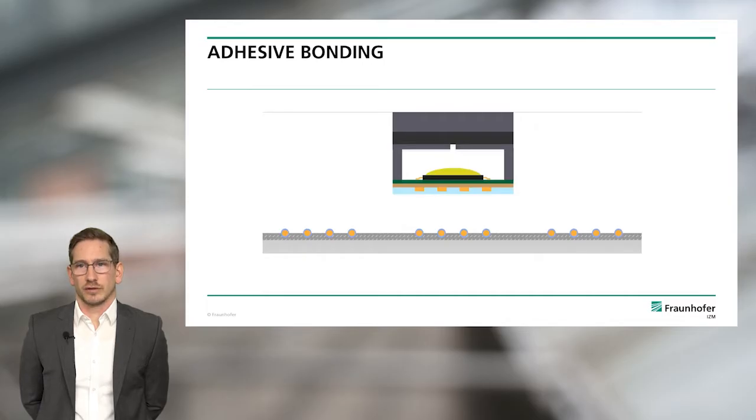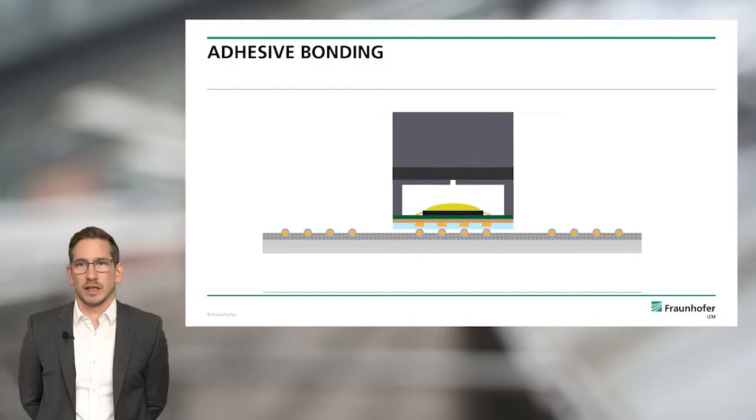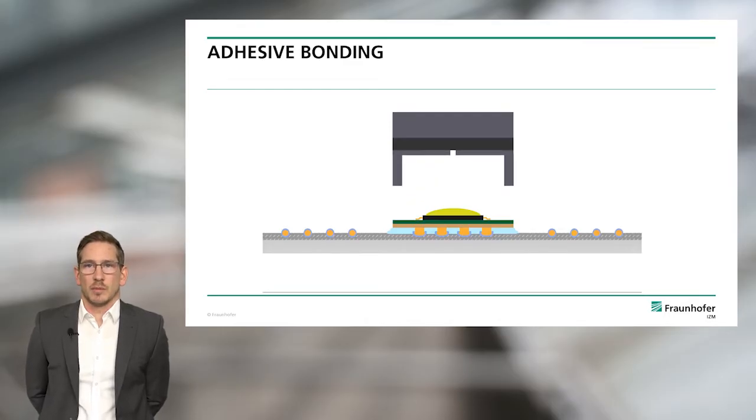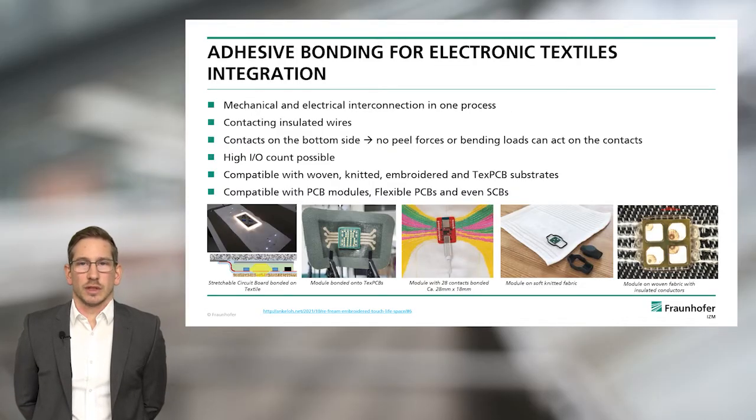And the process works as follows. You make an alignment, and then you apply heat and pressure. And then you have basically interconnected the module with the textile substrate. The advantage is that you can do a mechanical and an electrical interconnection in one process step. You can also contact insulated wires, and as the contacts are on the bottom side, no peel forces or bending loads can act on these contacts. And similar to flip chip assembly, a high number of contacts is possible in the same process step.